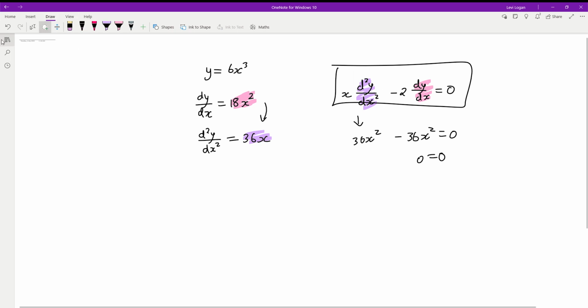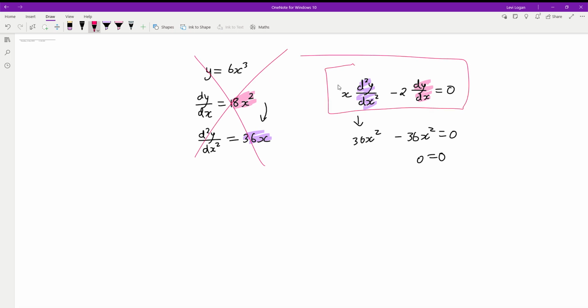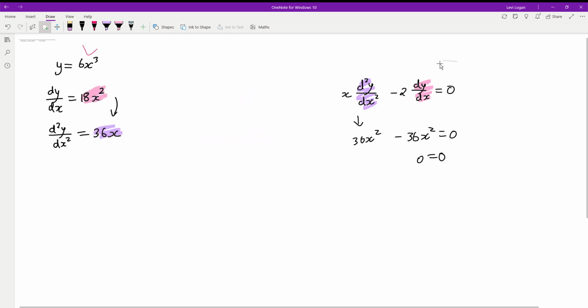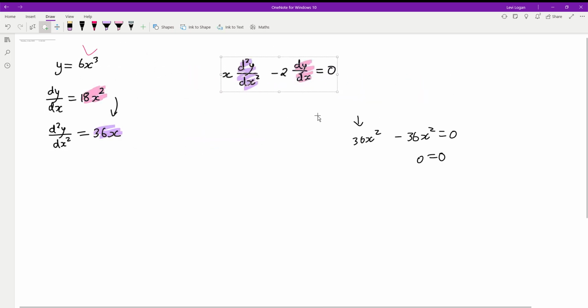Now, let's see if we can go backwards. Let's say we didn't know any of this, but we just got given this. Could we work out our polynomial? Well, let's see. Let's rewrite it. We'll move it to the side for real quick, and let's just move this up here, and get rid of all this because we don't need that anymore.